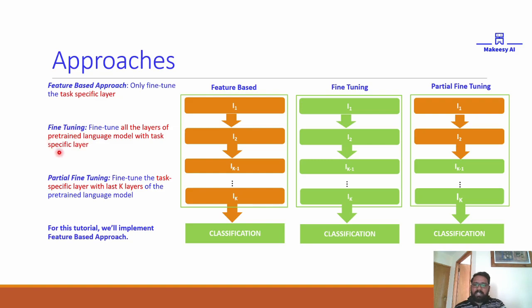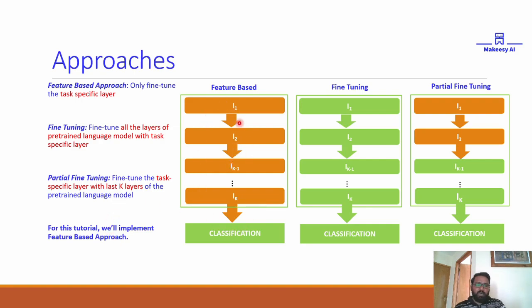And the second one is the fine tuning approach where we actually fine tune the pre-trained language model with the task specific layer. So here we are talking about token classification, so this will be a token classification layer, and then we have this pre-trained language model. Okay, and the next one is a partial fine tuning where we only fine tune some of the layers and the classification layer. Okay, and for this tutorial we will only focus on this feature based approach.